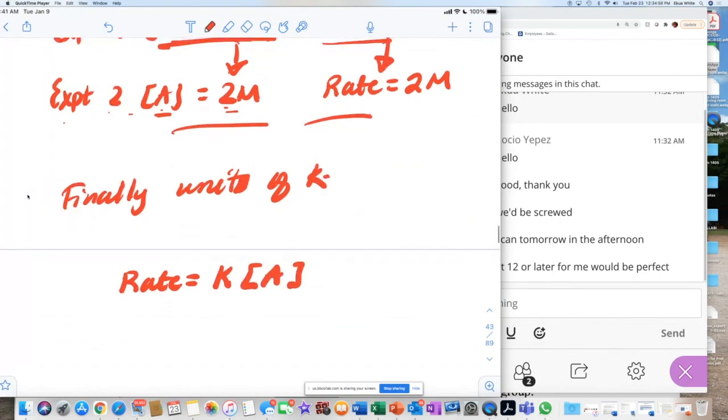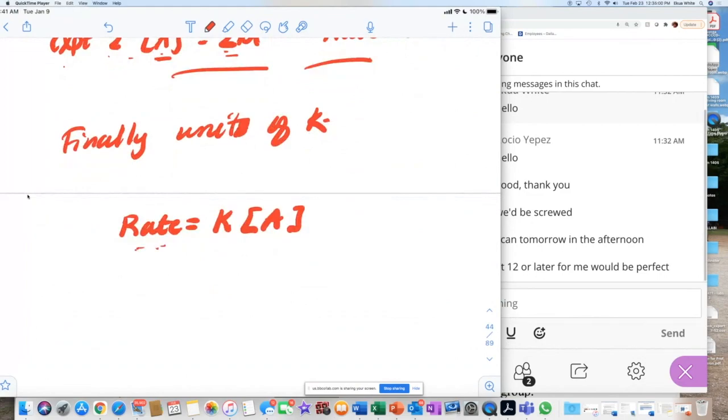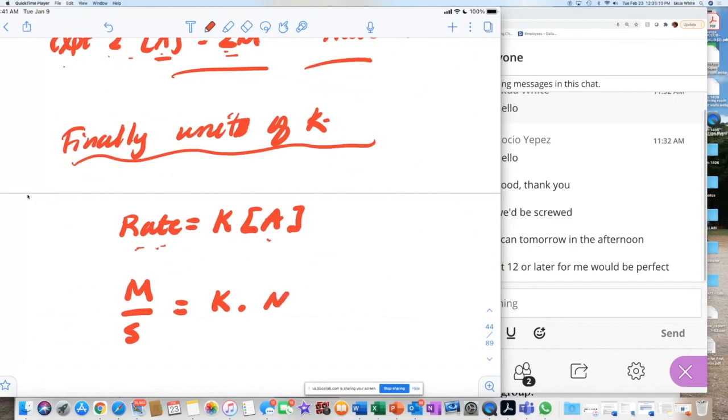Overall order. Rate usually has a unit of M over second. We're trying to solve for K. Where did that K come from? A is a concentration. It has an overall order of m plus n. We're trying to solve for K, so divide by it. If they ask you to solve for K, divide.